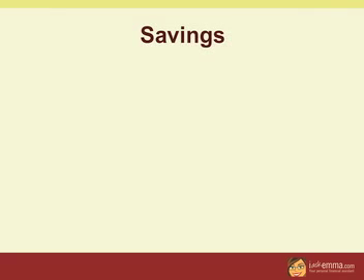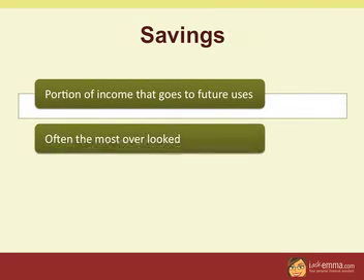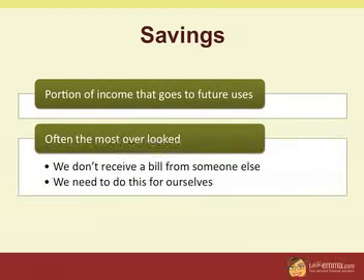One of the most important areas of our budget is savings. The savings area is the portion of our income that we are committing to our future needs. This is usually the most overlooked part of a budget. It is usually overlooked because we do not receive a bill for our savings. We don't owe this to anyone else. We owe it to ourselves, and we need to make sure to take this area as seriously as we do any of the other bills that we owe.